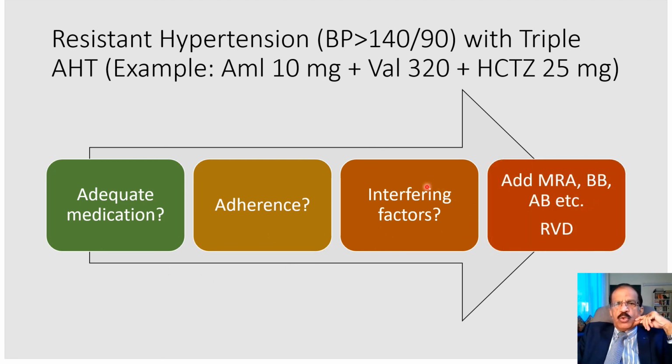Then if you don't find any problem here, and the patient is truly a case of resistant hypertension, then we add the last class of drug, like a mineralocorticoid receptor antagonist, like spironolactone or eplerenone. A beta blocker may also be used, an alpha blocker may be used, and then hydralazine may be used, and these patients may also be offered some device therapy like renal denervation or baroreceptor modulation. I think all these would be possible only in specialized centers. So we would like to refer these patients to specialized hypertension centers.